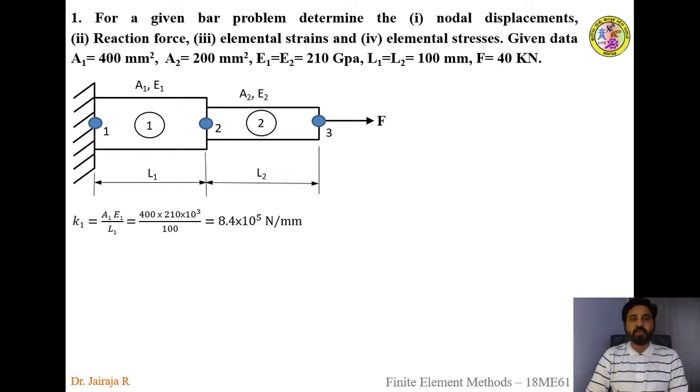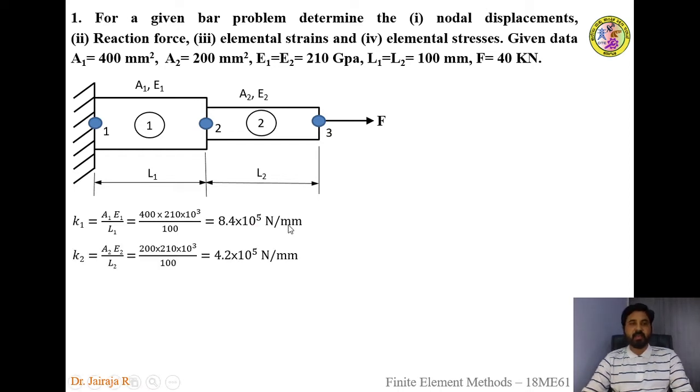As we know, stiffness for the first element K1 can be calculated using formula A1 E1 divided by L1. Substitute A1, E1, L1 values, so K1 becomes 8.4 into 10 raised to 5 Newton per millimeter. Similarly, we can calculate K2. K2 is equal to A2 E2 divided by L2. Substitute these values, and K2 is equal to 4.2 into 10 raised to 5 Newton per millimeter.